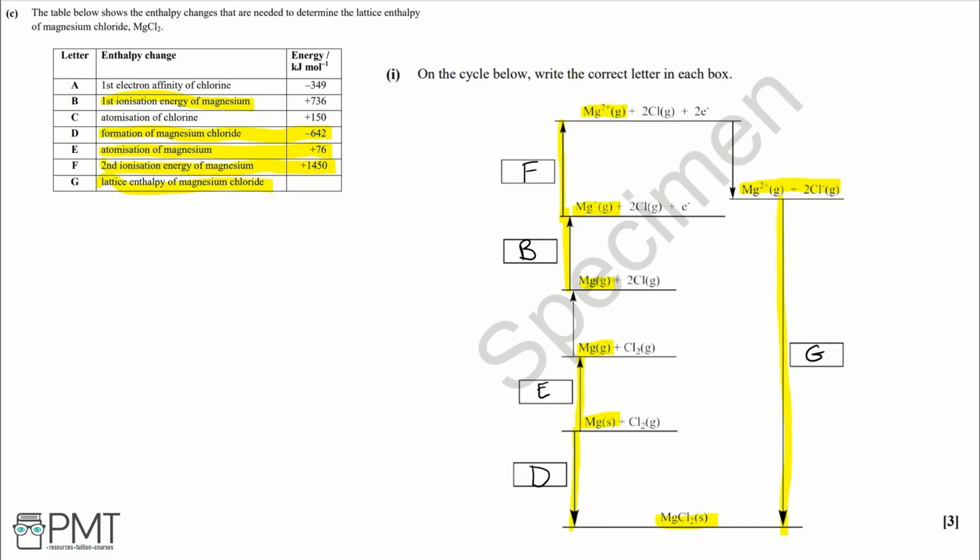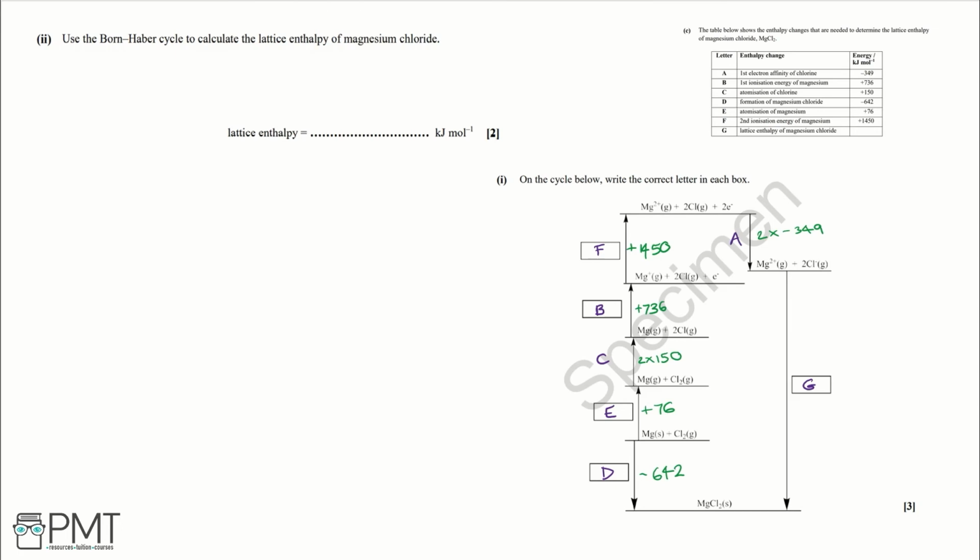To get the 3 marks for this question, you must have all 5 letters correct. If you have 4 correct, you get 2 marks, and if you have 3 correct, you get 1 mark. Part 2. Use the Born-Haber cycle to calculate the lattice enthalpy of magnesium chloride.